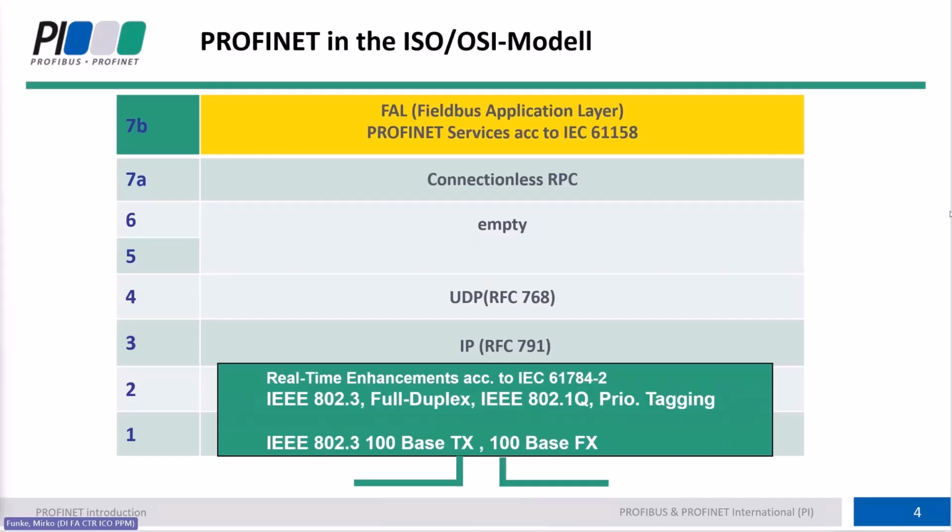And on top, in layer 7, there is the so-called fieldbus application layer. What does the fieldbus application layer describe? In the end, these are the services: how to configure the devices, how to diagnose the devices, how to parameterize them, how to send data, how to get data, how to set up the performance, how to set up the entire network.